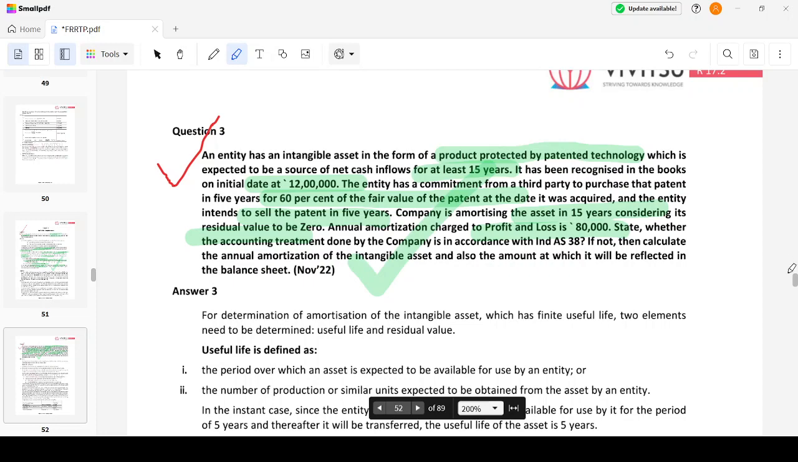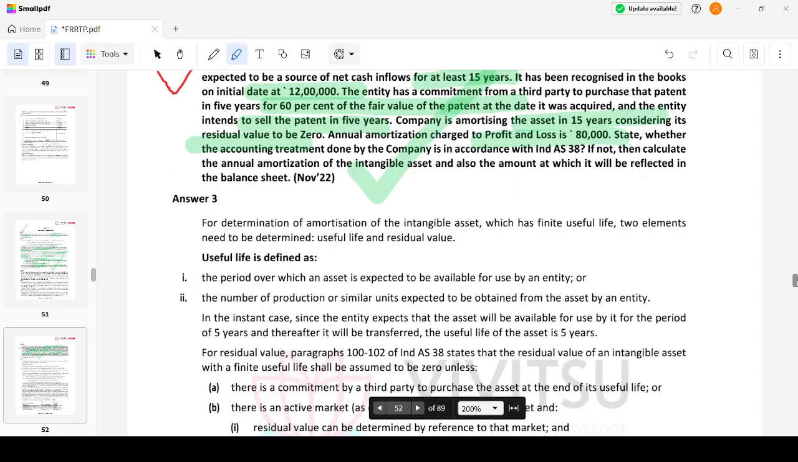So let's check how well it is related to this question. For determination of amortization of intangible asset, which has a finite useful life, two elements have to be determined: useful life and residual value. Useful life is defined as the period over which the asset is expected to be available for use by the entity, or the number of production or similar units expected to be obtained. In this case, entity expects the asset will be available for use only for 5 years. That will be known as useful life.